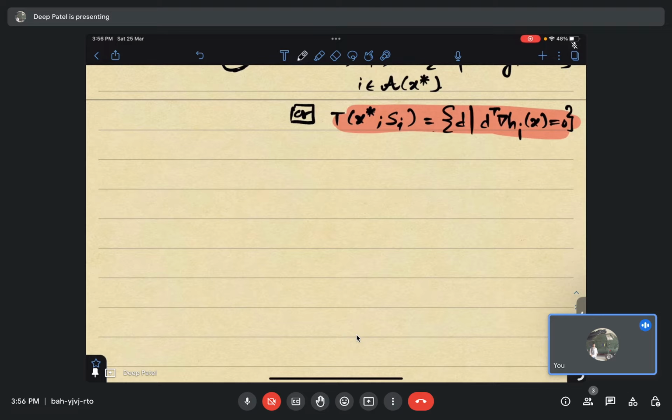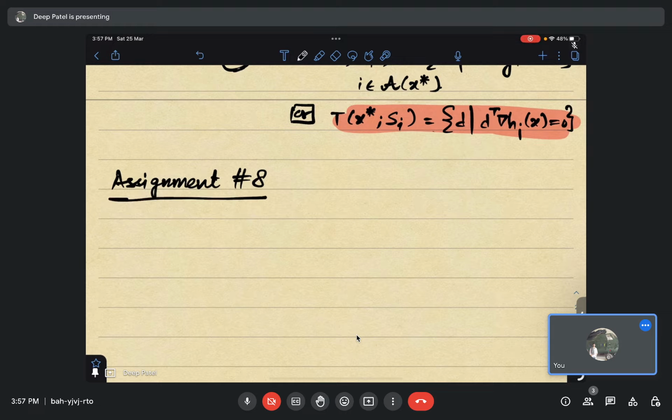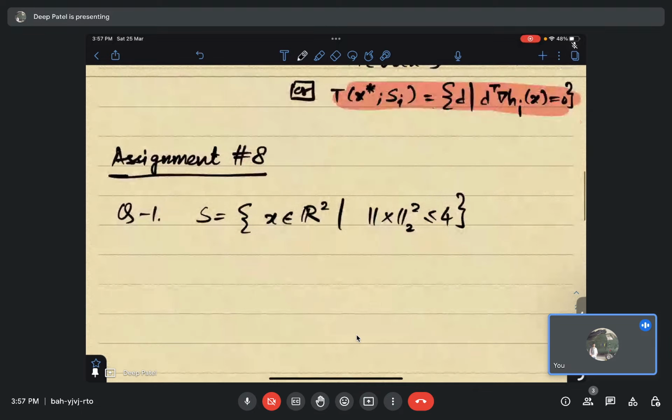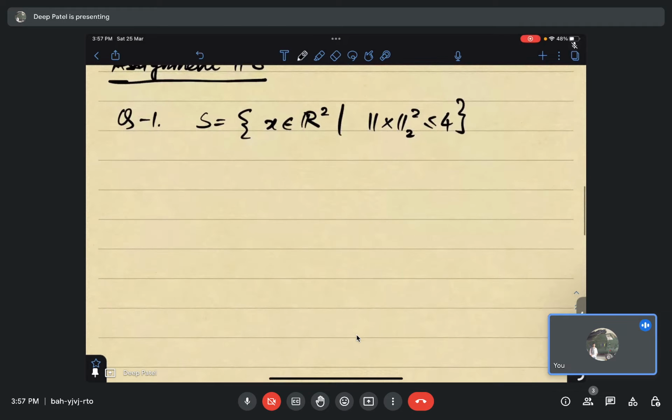Okay, so let's get started with questions. So I'm looking at a circle of radius 2 centered at origin. That's my set.